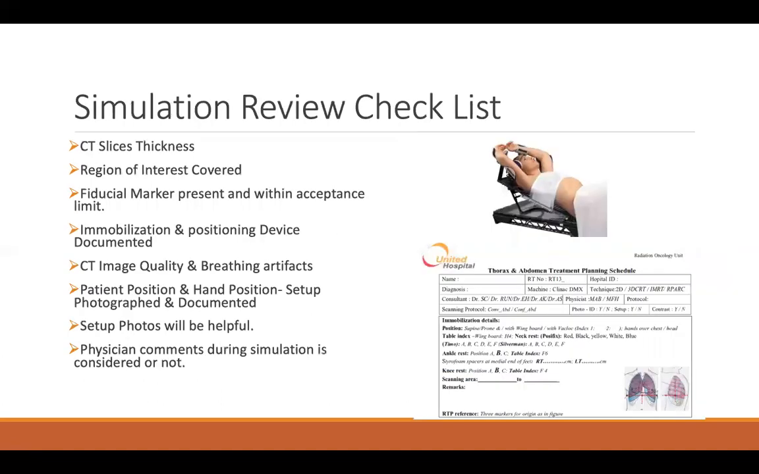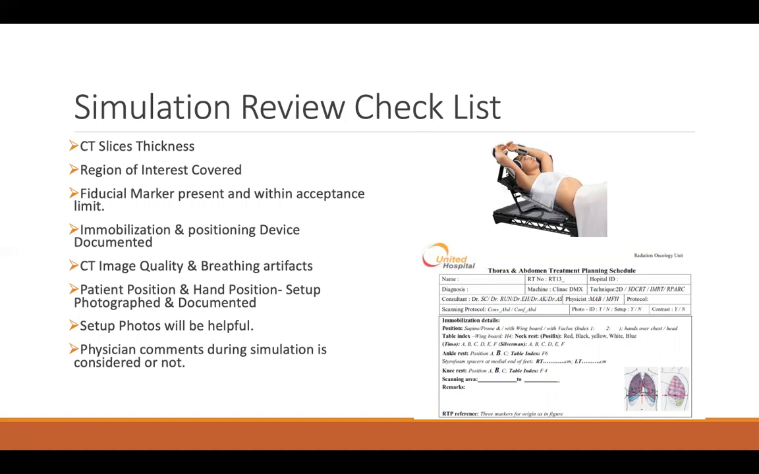Simulation review checklist. During simulation, we have to check the CT slice thickness and the region of interest, whether it is fully covered or not. Fiducial markers should be present and within acceptable limits. Immobilization and positioning devices should be documented. CT image quality and breathing artifact should be checked. If the CT image quality is not proper, we have to do it again.